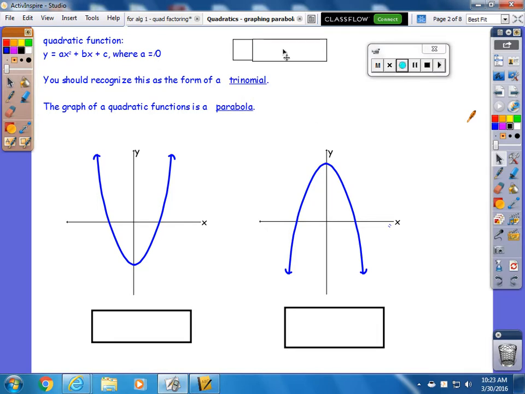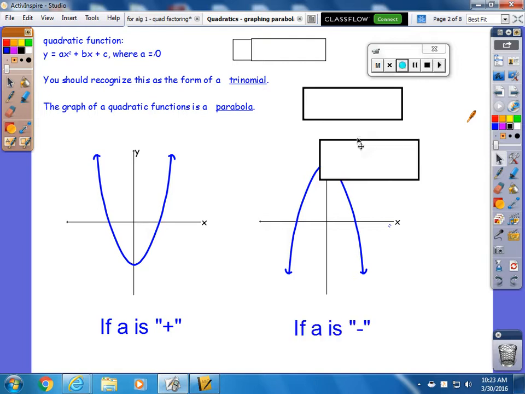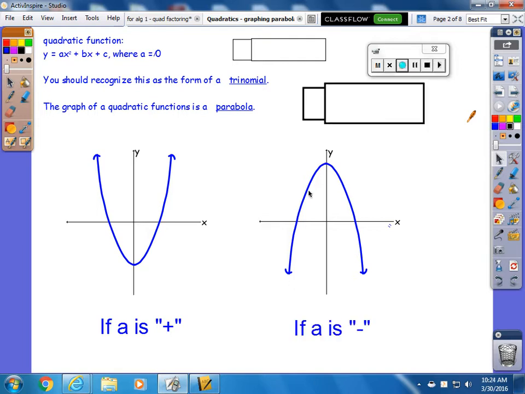And then the graph of a quadratic function is a parabola. So this is what a parabola looks like. It is U-shaped. And it's important for you to understand that if a, the coefficient of x squared, is positive, then your parabola is going to be what's called a positive parabola, or a smiley face. You can think of it as positive people are always smiling. And here, if your a is negative, then your parabola is going to be a frowny face, and negative people are usually frowning.